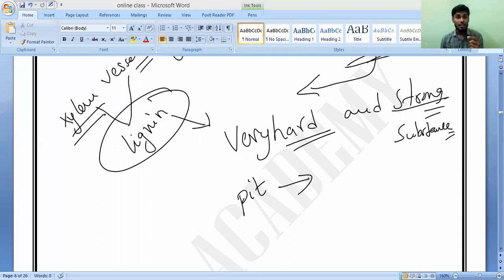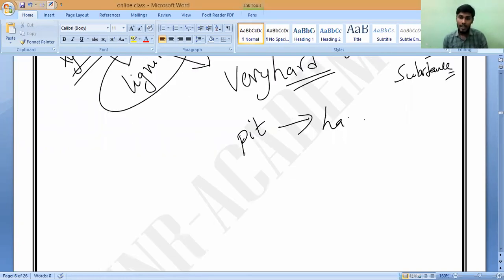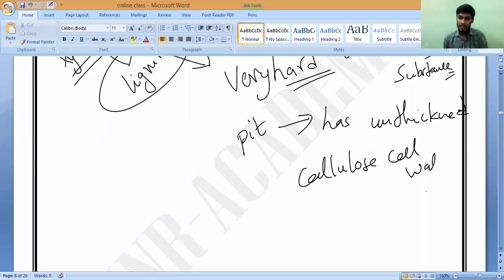Pits do not contain lignin; no lignin has been deposited. Pits have unthickened cellulose cell wall. Unthickened means no thickness. Unthickened cellulose cell wall. Do you understand clearly? Any doubt in this? Please tell me. Cellulose cell wall. Clear?